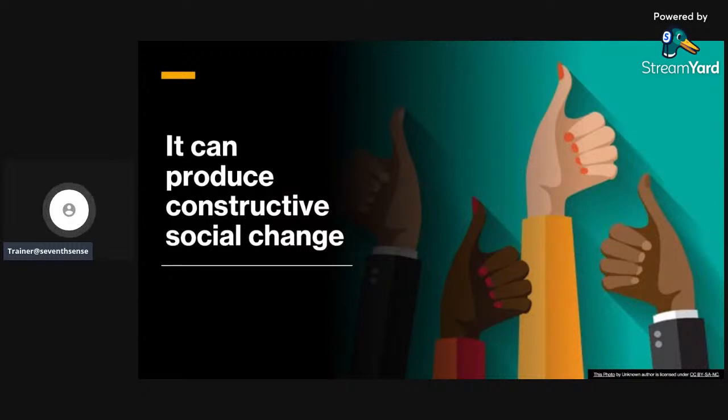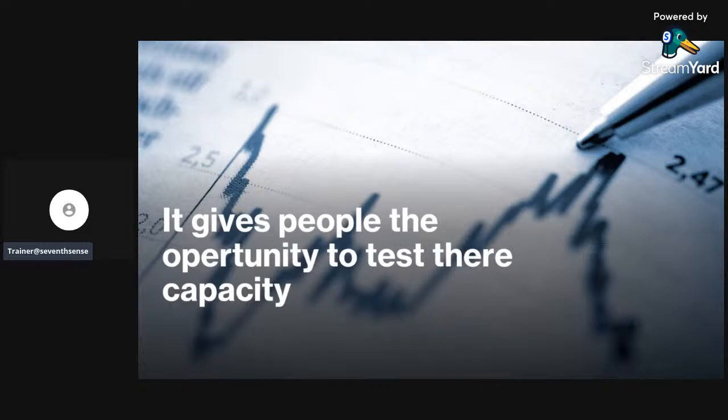Conflict also produces constructive social changes. When the conflict occurs, the organization may take a step which brings a good constructive social change that helps the organization to grow well. We can also say it gives people the opportunity to test their capacity. It helps us to know whether we can manage ourselves.